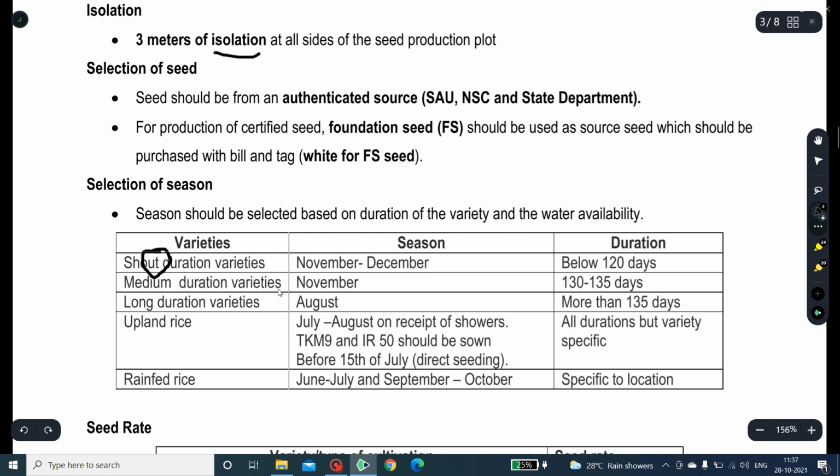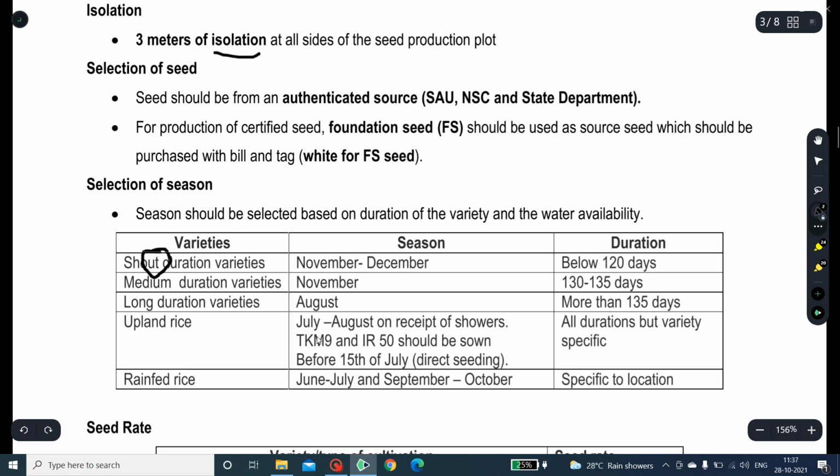And in case of medium duration varieties, the suitable season is November, and the duration is about 130 to 135 days. And in case of long duration varieties, the suitable season is August. It occurs for more than 135 days duration.